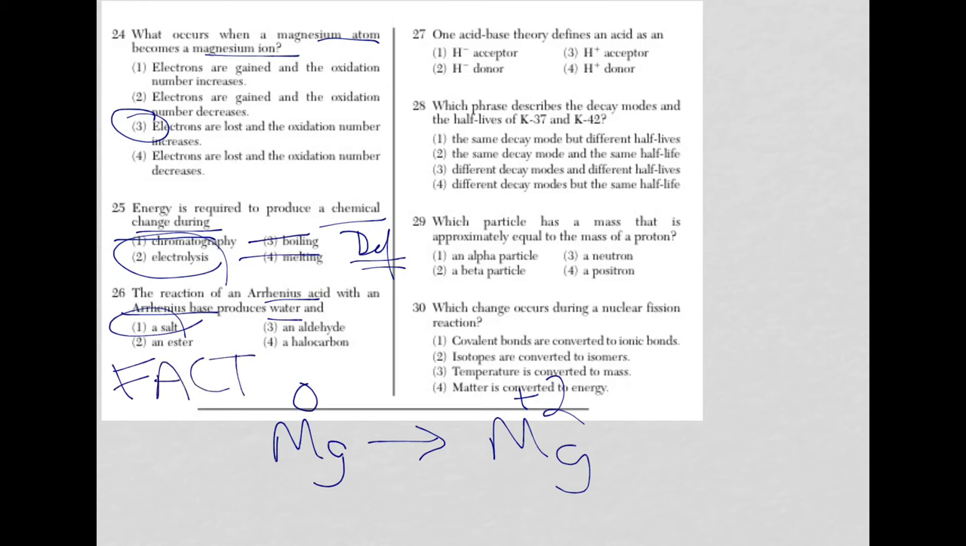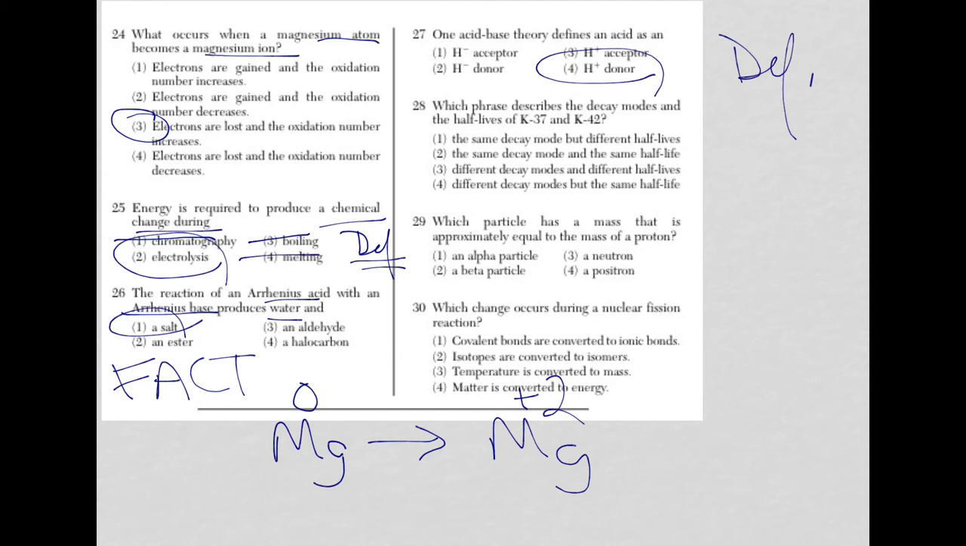27. One acid-base theory defines an acid as... Well, an acid produces H plus in solution. That's one definition. The other acid-base theory says it's a hydrogen ion donor. So again, we're dealing here with definitions. It even says defines.